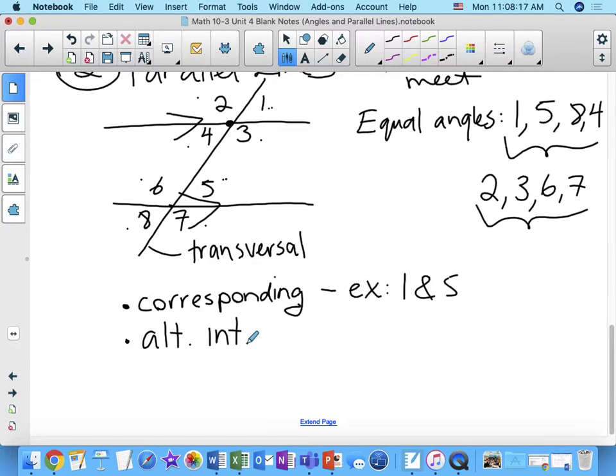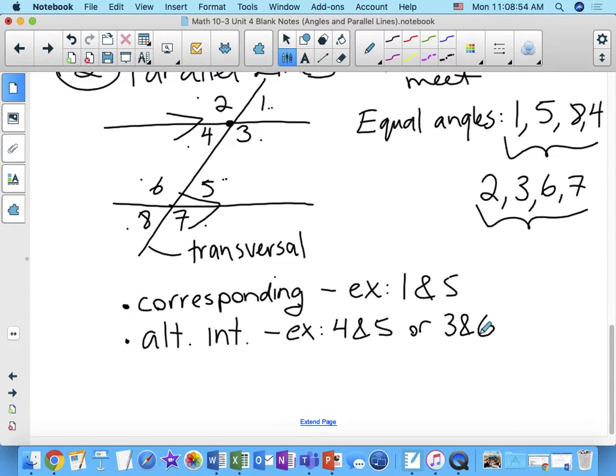They're on different sides of the transversal. Exactly. They alternate sides of the transversal. So like 4 and 5 or 3 and 6. Are those equal or do they add to 180? 4 and 5. Are those equal, or do they add to 180? Look at 4 and 5 and ask yourself, are those both acute?